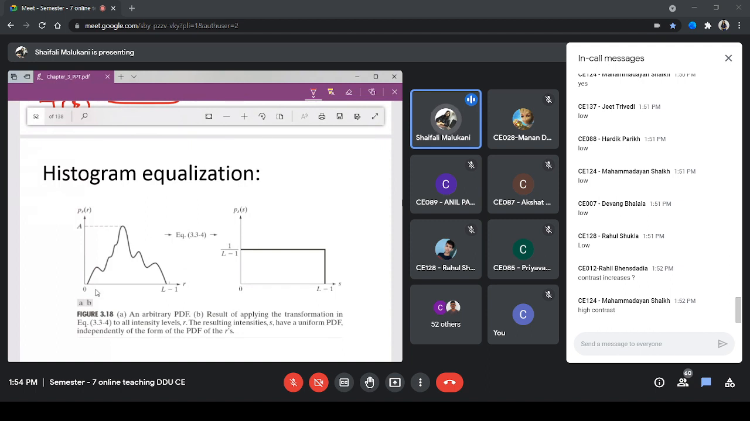What I desire is, if any random shape of histogram is there, then I want a uniform shape of it. Suppose I say it is uniform in nature. If it is uniform in nature, then if you remember.